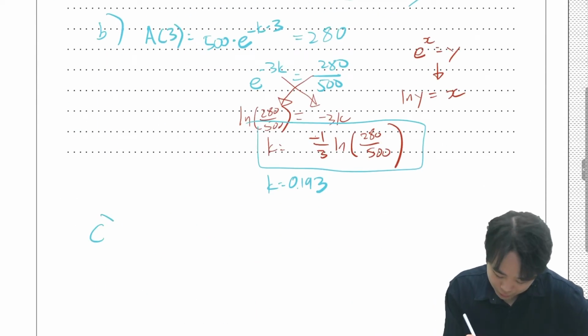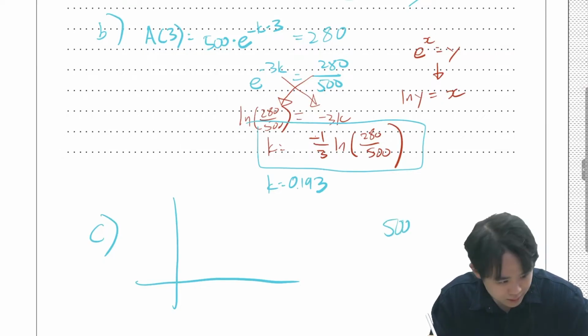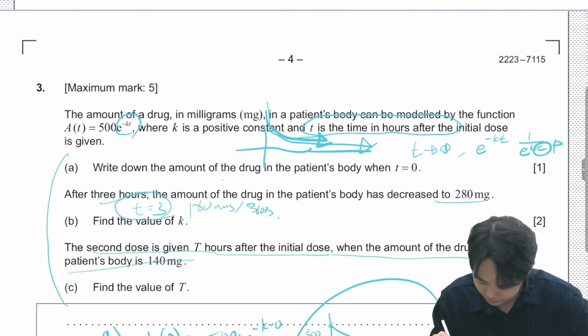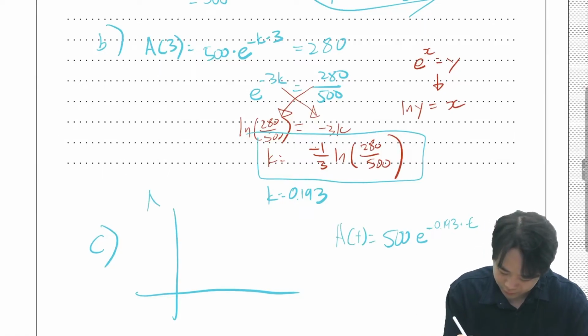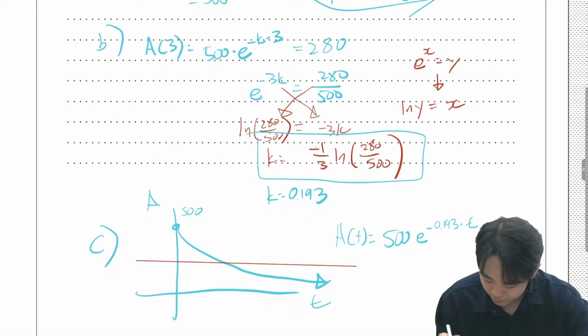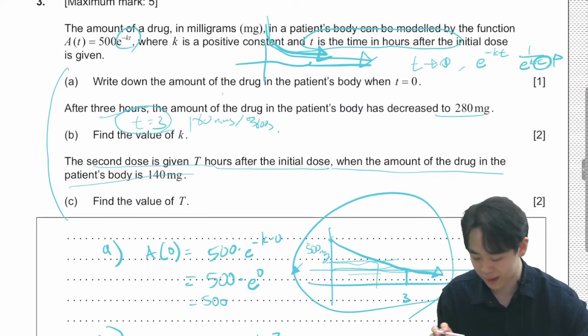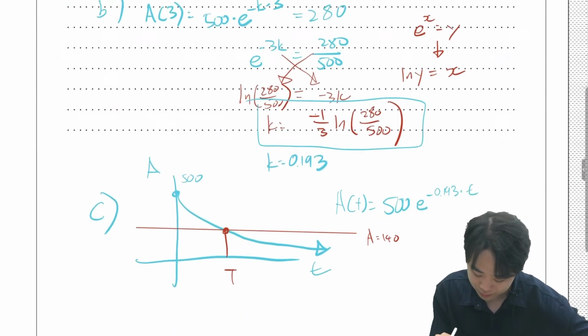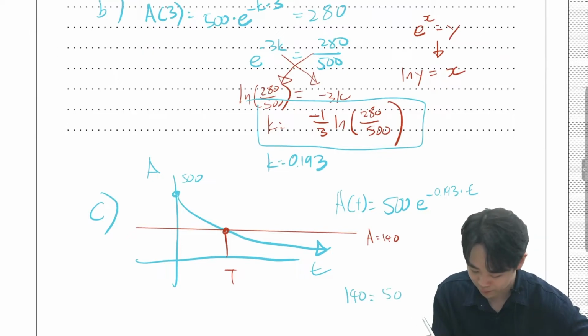Okay, so the second dose is given t hours after the initial dose when the amount of drug is 140. Okay, so we can use our value of k, right? So we have 500 e to the power of minus 0.193 times time. That's going to be our function of amount of drug, time. Start with 500, we're decaying like that. So we have our threshold point. When A is going to be 140, that's the time we administer the second drug, right? So we basically solve for when our amount is going to equal 140.